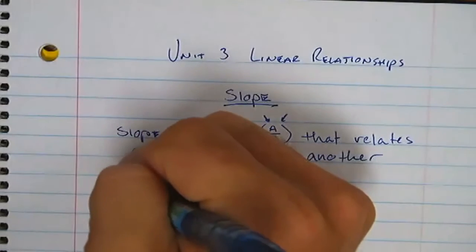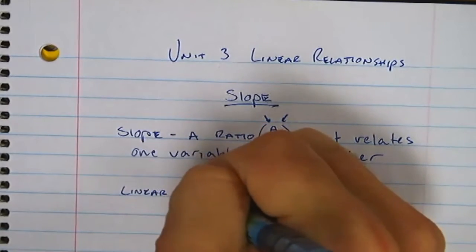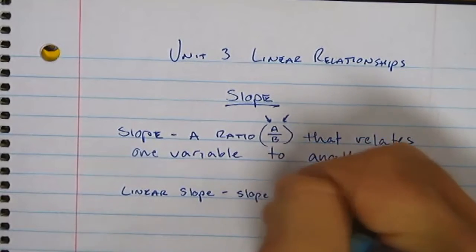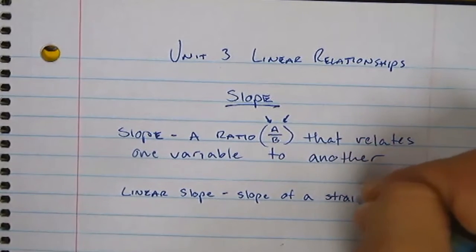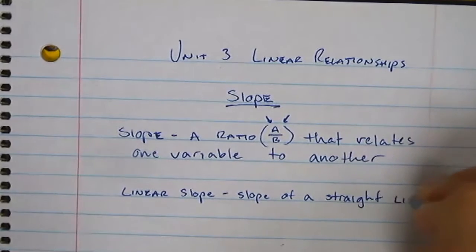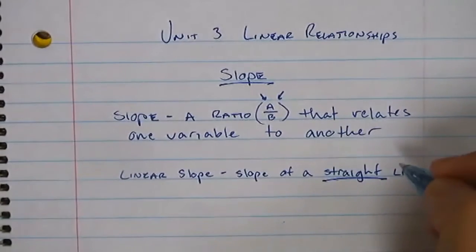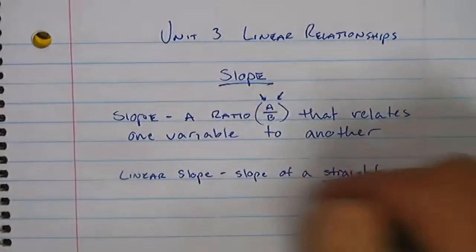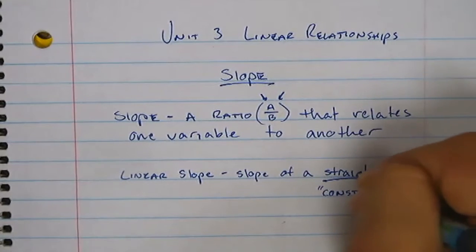So for this unit, we are talking about linear slope. And with linear slope, that's the slope of a line. More importantly, it is a straight line. Okay, so it's the slope of a straight line. Now, because it's a straight line, that is implying for us that it is constant.